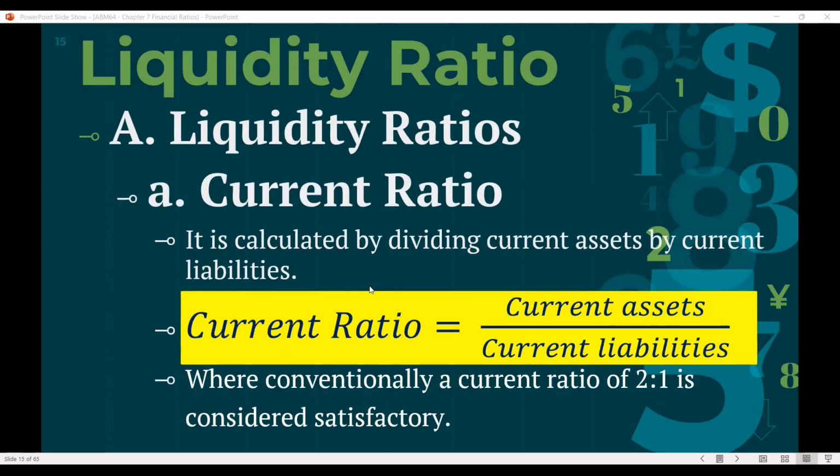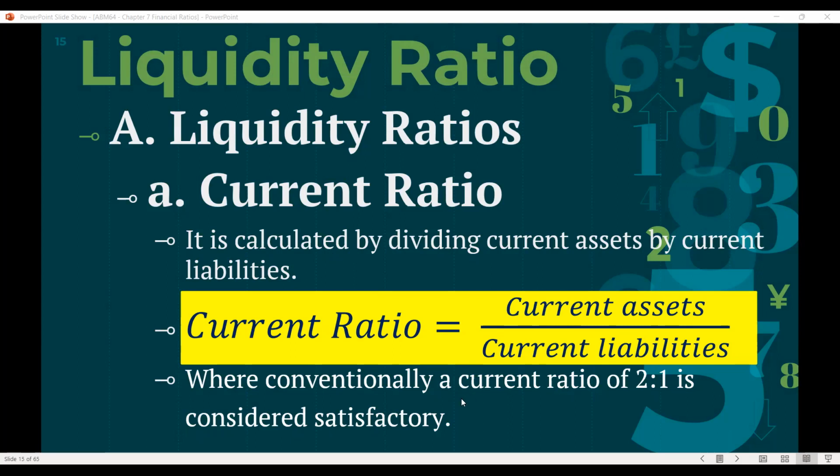So what is current ratio? So the first type of liquidity ratio. It is calculated by dividing current assets by current liabilities. So we have it here, CR. Okay, current ratio is equals to current assets over current liabilities, where conventionally a current ratio of 2:1 is considered satisfactory.